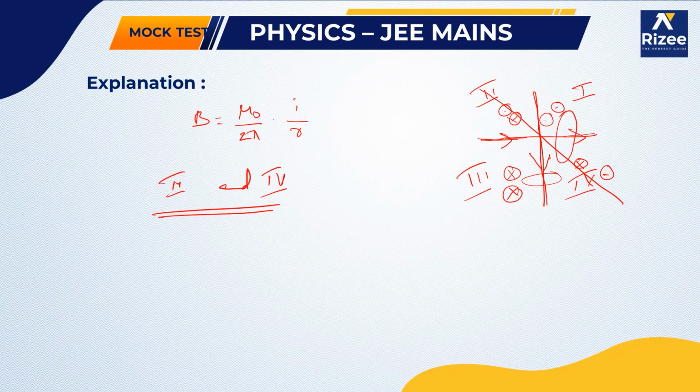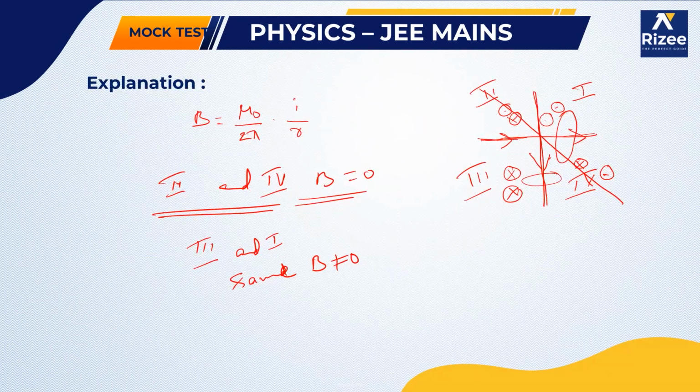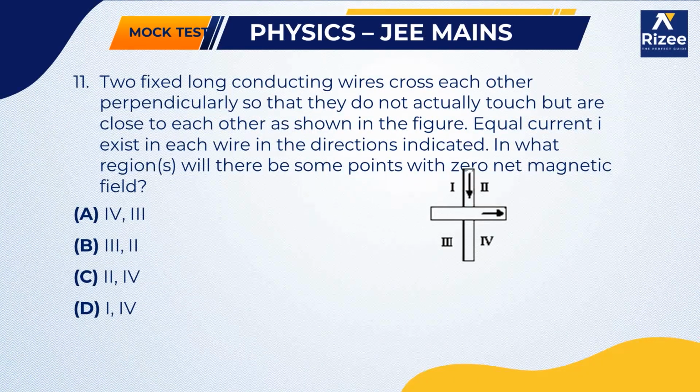You can observe that in the third and first quadrant, the direction of the magnetic field is the same. So in those conditions, the magnetic field cannot be equal to 0. So the magnetic field B will be equal to 0 only in the second and fourth quadrants. Fine. So what is the question? In what regions will there be some points with 0 net magnetic field?